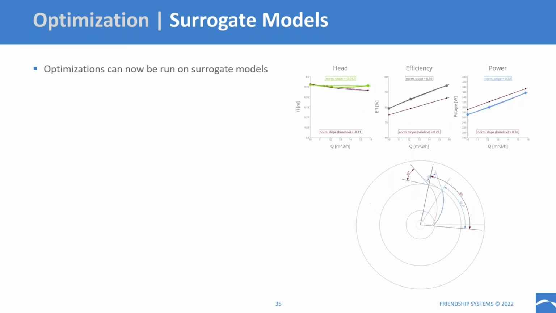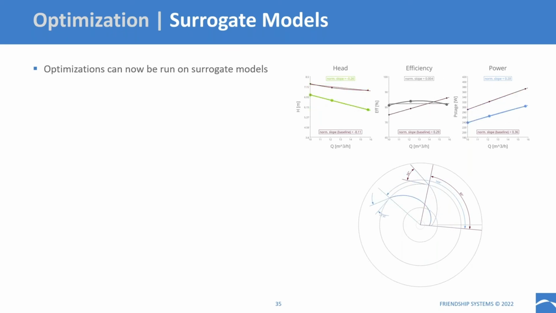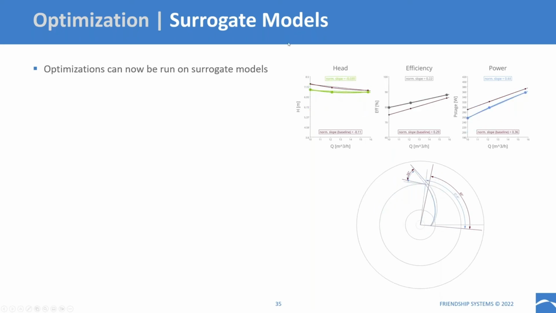And now, with that set up, we are able to run optimizations with these surrogate models. You can see here an example. Again, this is just a DOE, a systematic study where we change the geometry. You can see how the blade changes in the bottom, and then these curves with the values that come out of the surrogate model in comparison to the baseline curves, which are the ones in dark red here.